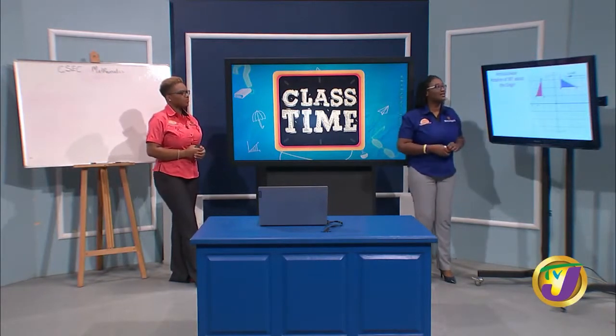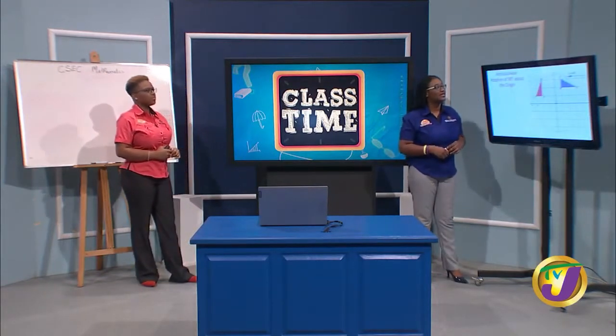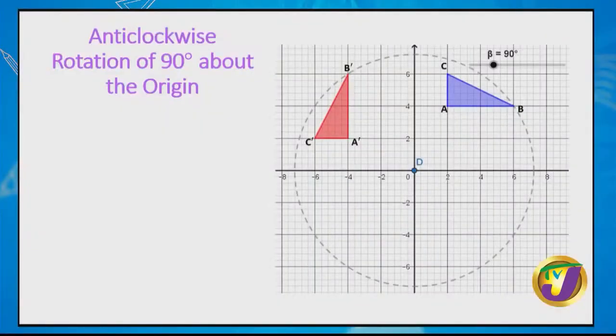So let's look at the anti-clockwise rotation of 90 degrees about the origin. And in this case, the origin is labeled D. All right. So let's take a quick walk through. Even though you might see the origin usually labeled O, in this case we have used D. No big deal, but we know that this point is (0, 0), right? No problem.